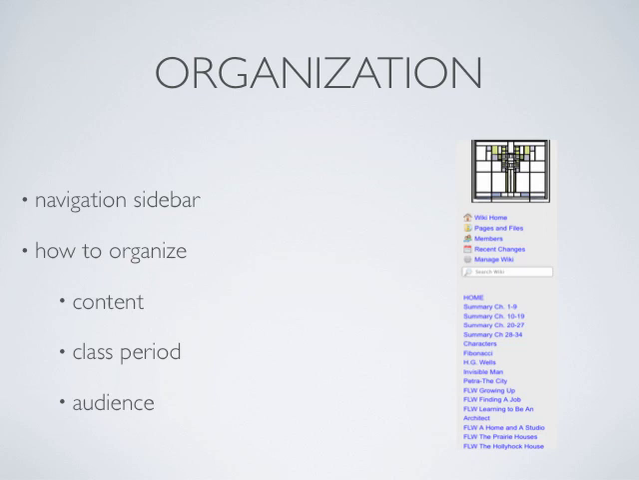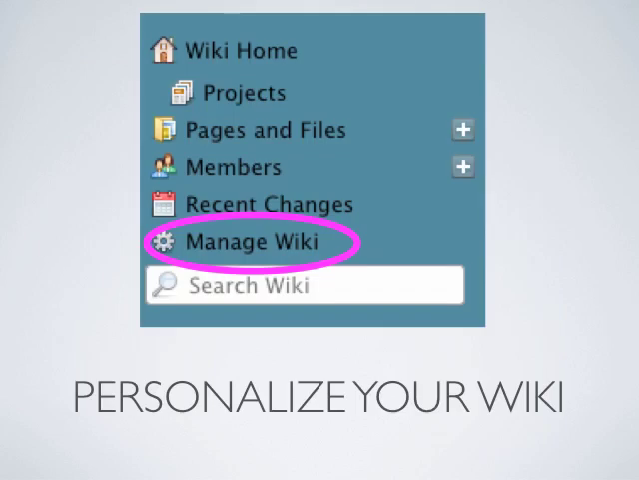Think too about your audience. What's going to be easiest for them and what's going to make sense for them as far as finding the information that they need and being able to navigate. That's what this is all about, is navigating through the site. So when you're in Wikispaces, this is on that navigation page, you have options to personalize your wiki to make it work for you. And this is found under the Manage Wiki option.